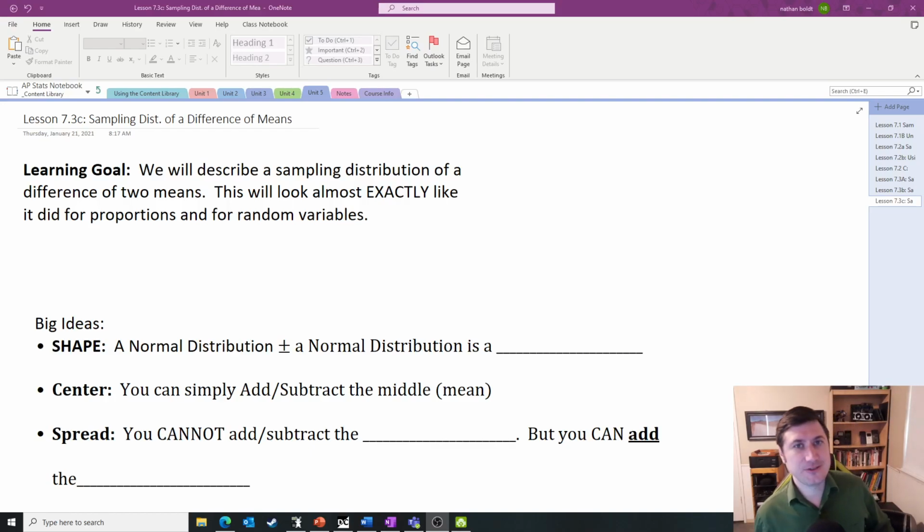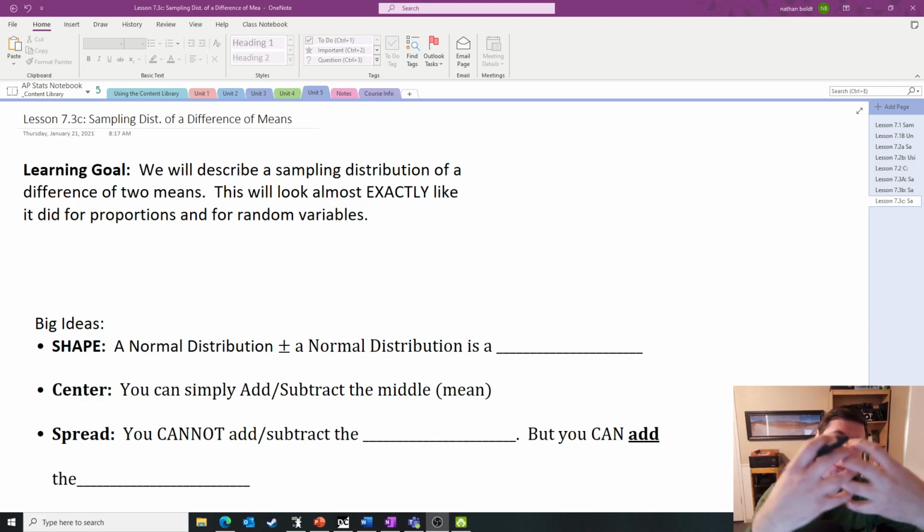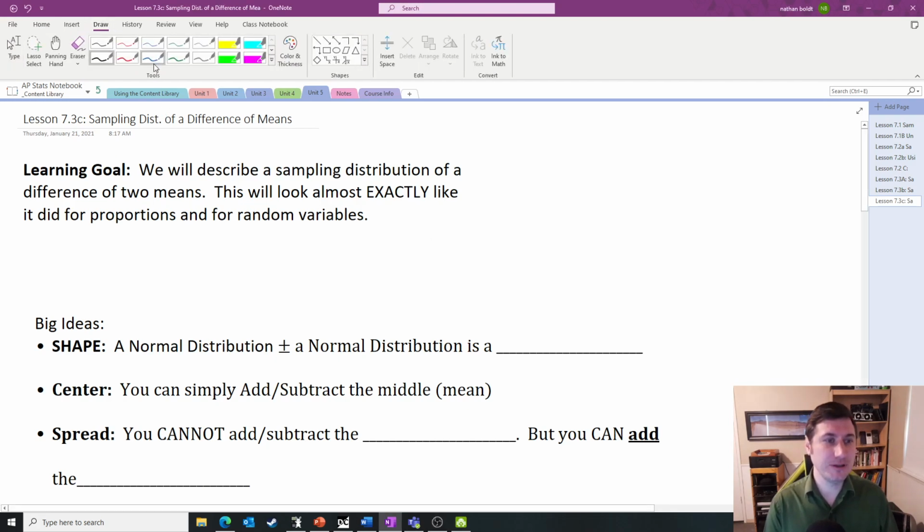Hello, AP Statistics students. In this video, we're gonna take a look at a sampling distribution again. Shocker, I know. But this time, the difference of two means. All right, so again, we're going to take a sampling distribution of a mean, another sampling distribution of a mean, and we're gonna combine them. This will look exactly like it did for proportions and for random variables last semester. So, it's a long process, I know, but hopefully it's familiar and we can get faster and faster at it.